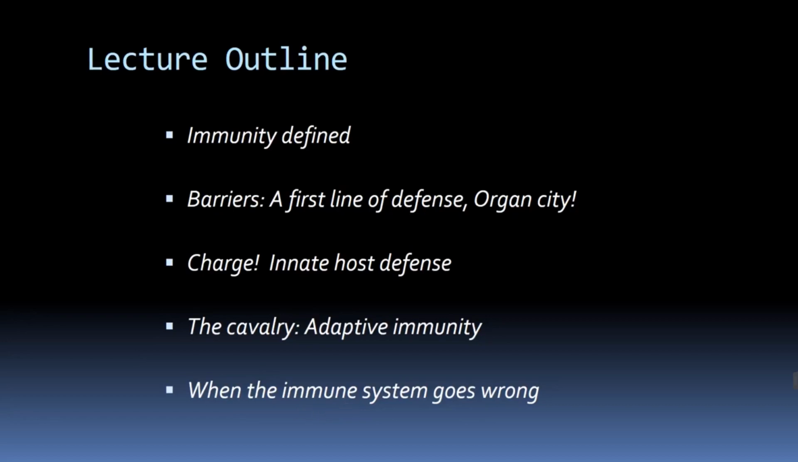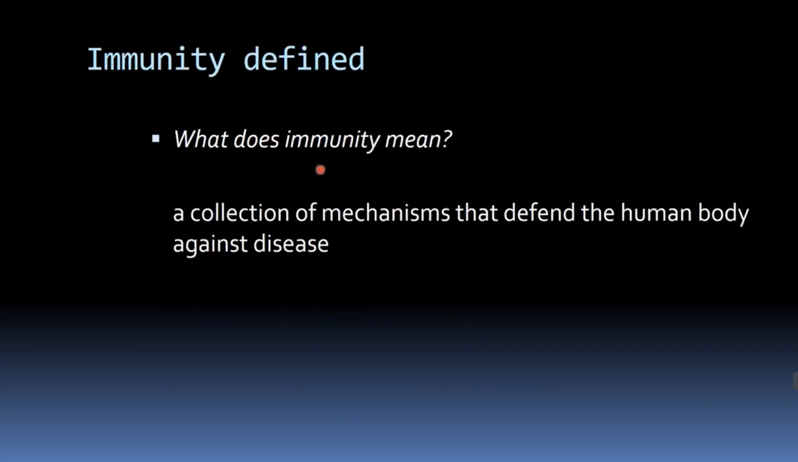So let's get into the immune system. Immunity defined. So what is it? It's literally a collection of mechanisms that defends the human body against disease. And one of the themes throughout this lecture, I'm going to try and emphasize the fact that your body has a lot of resources towards immunology. You're going to see that throughout this lecture. It's truly amazing. It is one of the remarkable events that happens within your body. It's one of the wonders of your body, especially the fundamentals of immunology.